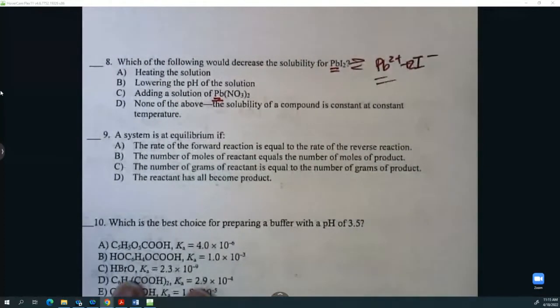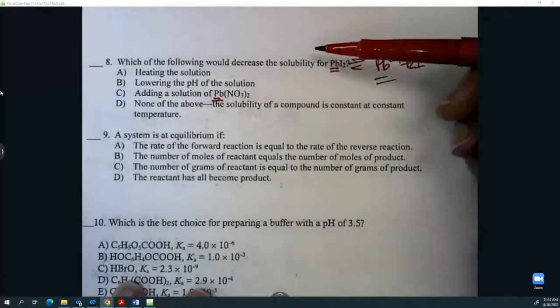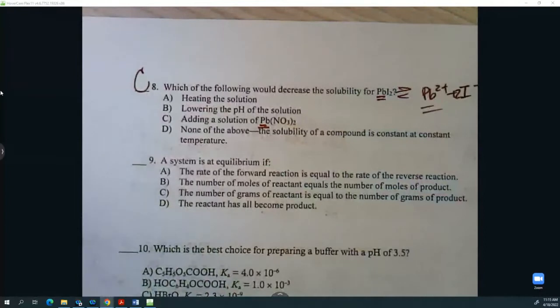And so if I have too much lead because I put it in from somewhere else, it will shift it back toward the product, less will dissolve. So that would be my best answer. So then I don't even have to think about the pH one. That's a good answer.